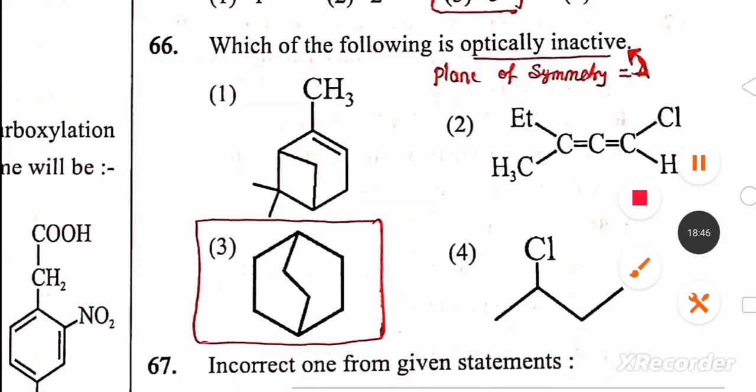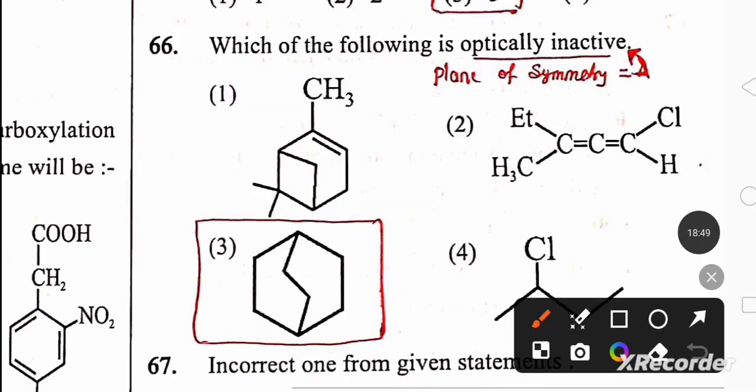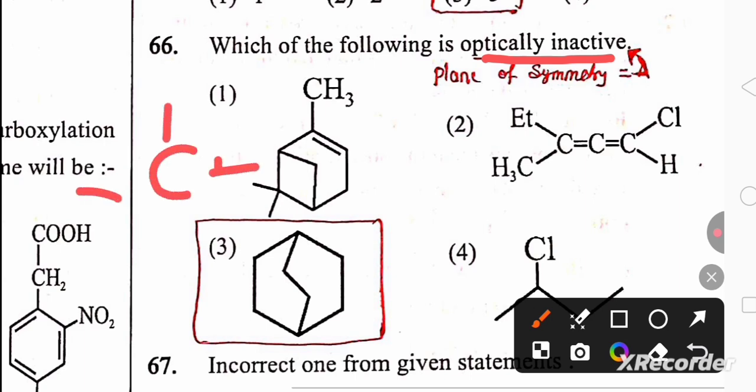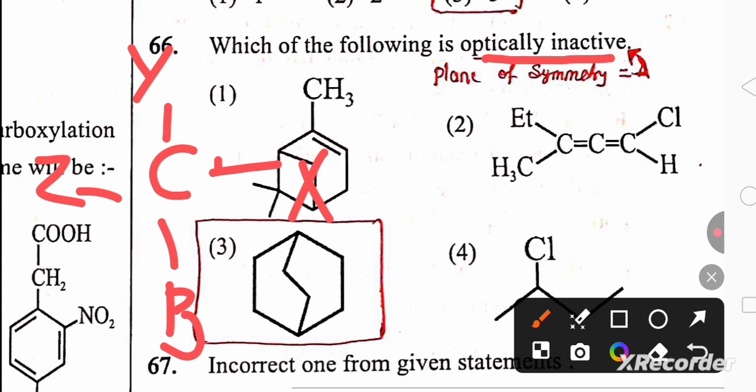Next question, children, we need to find out which of the following is optically inactive. Optically inactive means they don't have the capacity to rotate the plane polarized light. And optical activity depends on the chirality. The carbon must have 4 different groups attached. Another one is plane of symmetry.